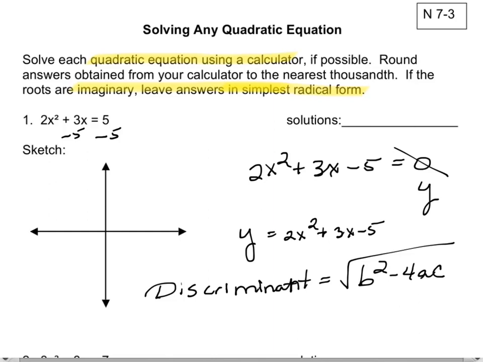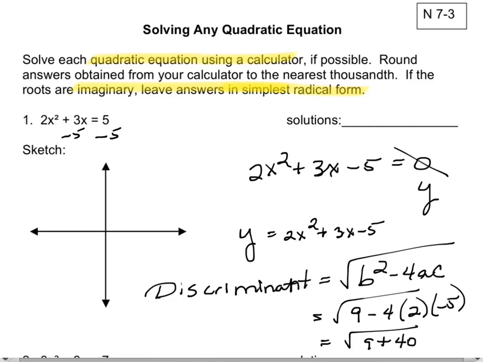And in our case, b squared is 3 squared, 9, minus 4 times 2 times negative 5, which is the square root of 9 plus 40, or 49. So our discriminant is positive. The part that's under the radical is positive. That means there's two solutions, two roots. This graph should cross the x-axis in two places.